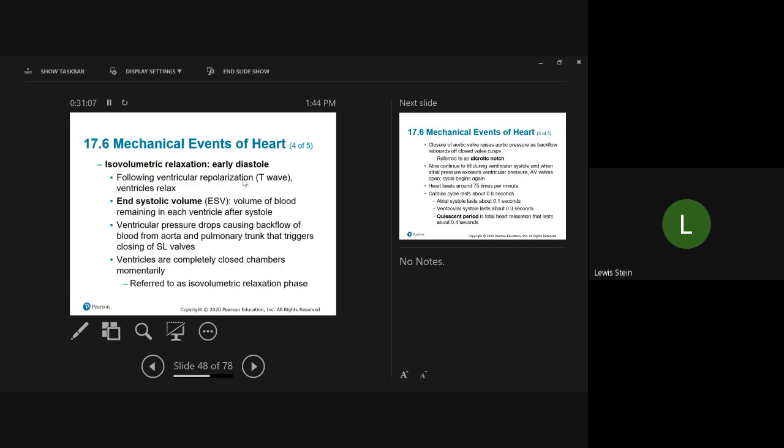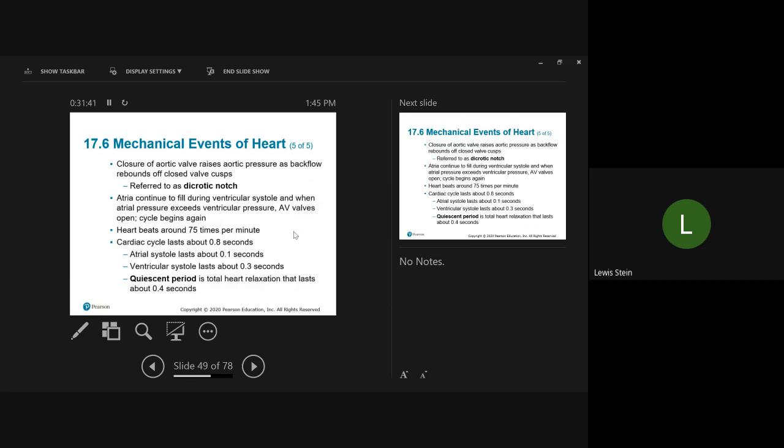Following ventricular repolarization, the T wave, they start to relax. And then we're left with another important measure. This is how we figure out the ejection volume, the end systolic volume, the volume of blood remaining in each ventricle after it's been ejected. As that pressure drops, those big elastic arteries, the aorta and the pulmonary trunk, that rebound effect brings the blood back and closes the semilunar valves, second heart sound, and then we go right back to where we started.